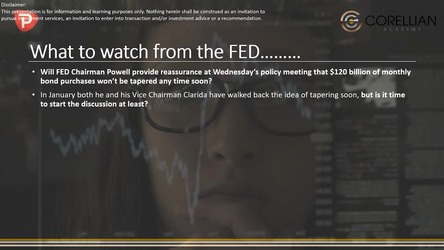That's called tapering. If he reduces the buying, if he mentions, yes, we are considering tapering, I think you'd see stocks fall on that. I don't think he's going to do that though. I think he's prepared to keep his foot down on the accelerator until unemployment comes down. Inflation is moving up to where their targets are, and that could take some time. And remember, both he and Clarida, his vice chairman, have walked back the idea of tapering soon.